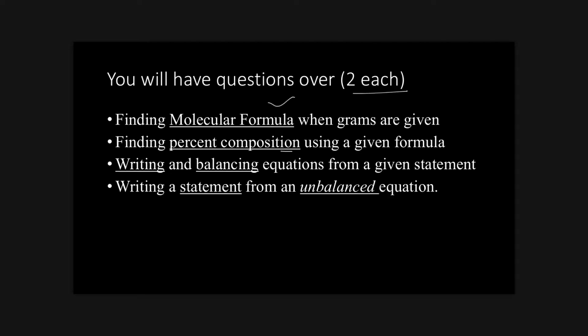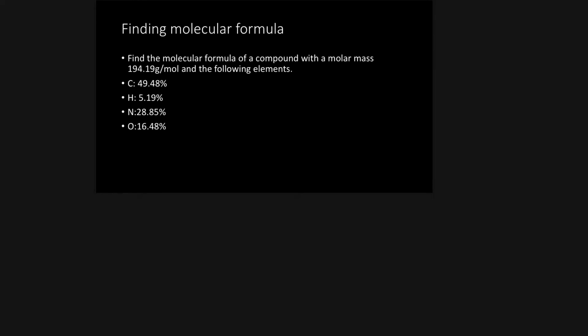So let's get started. Your first question is about finding molecular formula. You have 4 elements in this problem: carbon, hydrogen, nitrogen, and oxygen, with the following percentages. With the molar mass given and the percentages given, your first task is to rewrite these percentages as grams. I'll do the process for carbon, and then you can follow suit for the other 3 elements.